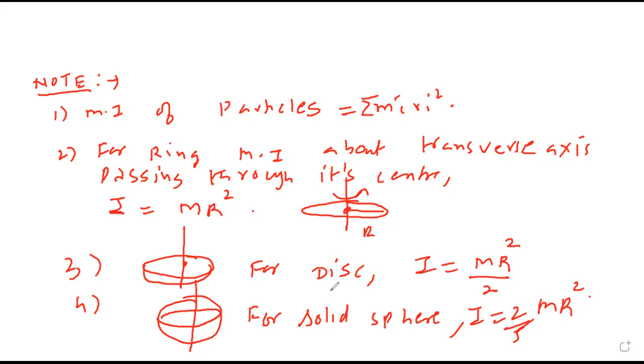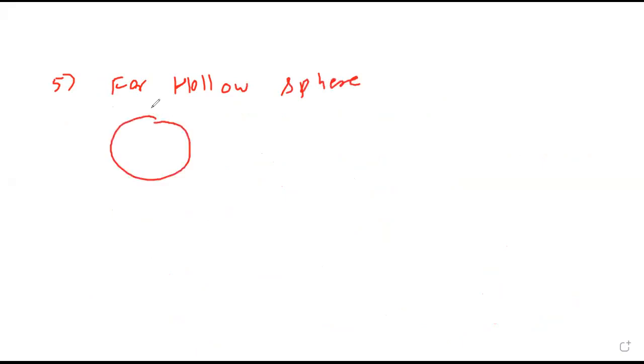Done? Ring, disc, solid sphere. This is asked in the major. Yes, done? Okay. Fifth one, for a hollow sphere. Hollow sphere about diameter, I is 2 by 3 mr square.